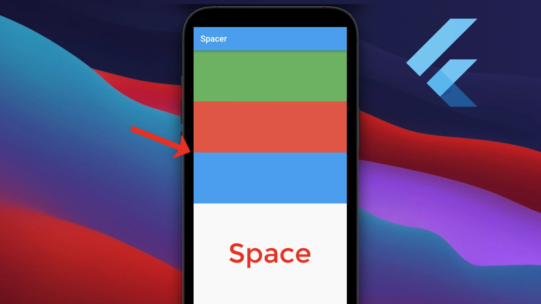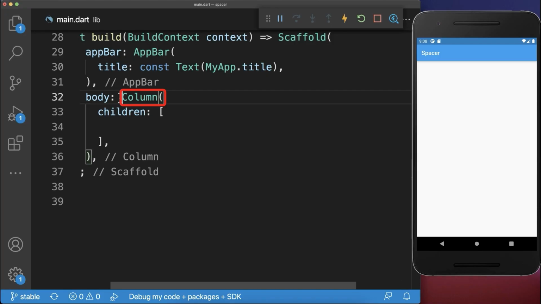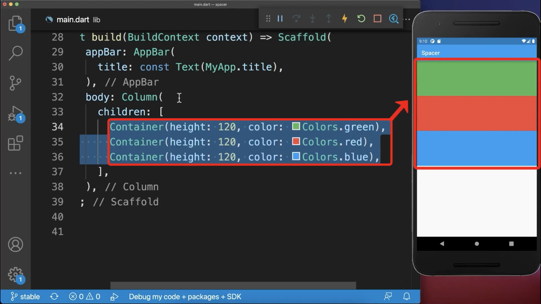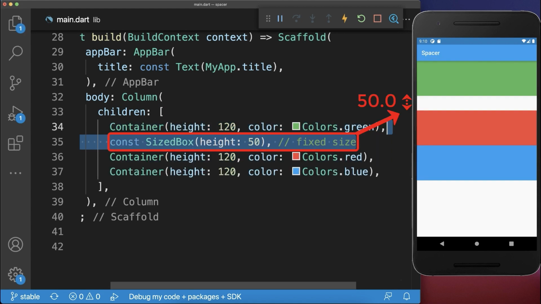How to add space between widgets in Flutter. Inside a column, we add three colored containers. Add a SizedBox between the green and red container. With this, we have a fixed space of 50 pixels between these widgets.